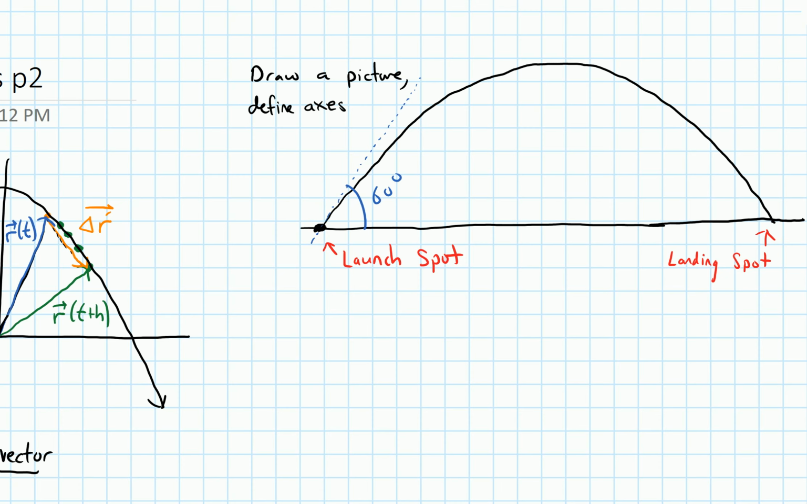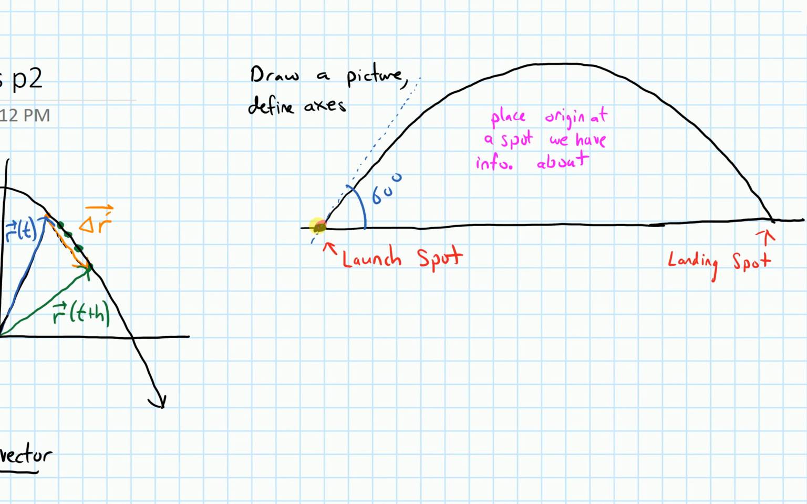It's typically nice to place the origin at a spot we have information about. So in this case, we know specific information about the launch spot. We know the angle that the object is launched at. We know the velocity that the object is launched at. So I'm going to put the origin at this launch spot. And that'll depend on the problem, what the best choice is for the origin. Sometimes there's more than one choice for the origin that works.